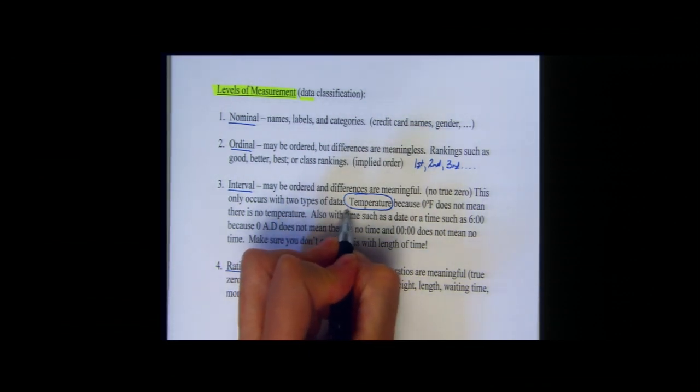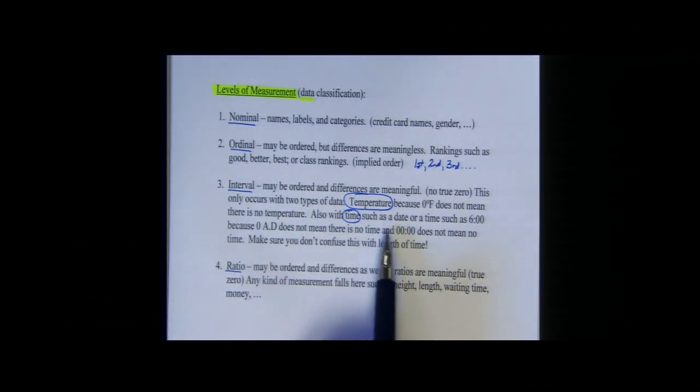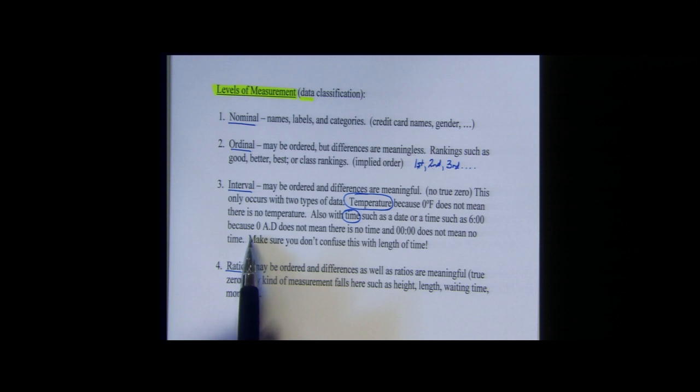Also, time. So time and temperature, such as a date, such as the year you were born, or a time such as 6 o'clock. And the reason is because 0 AD does not mean that there is no time, and 0 on the clock does not mean no time exists.